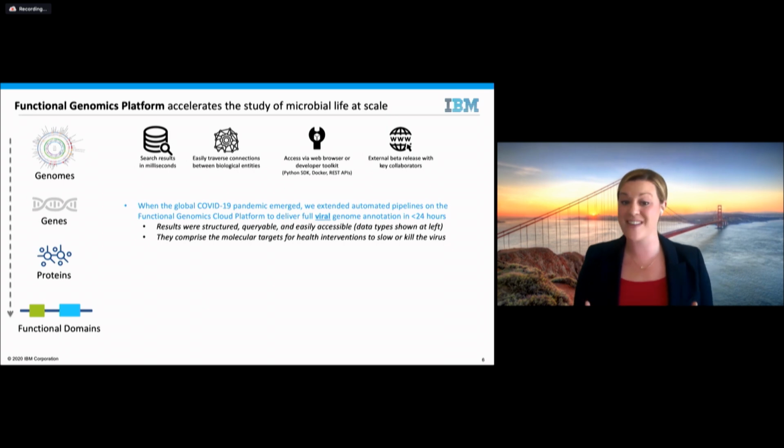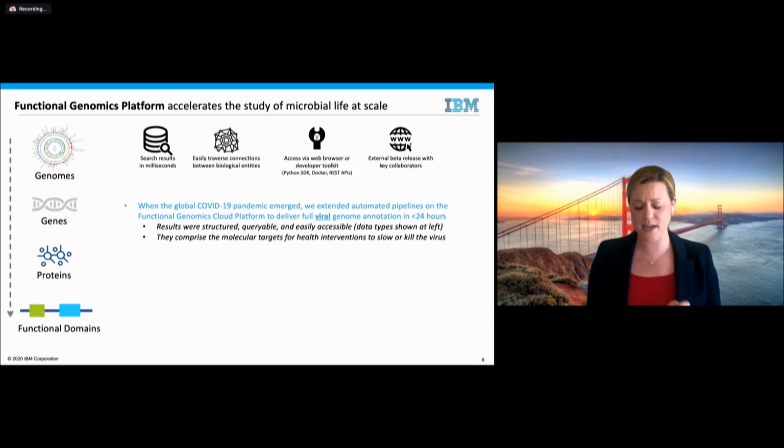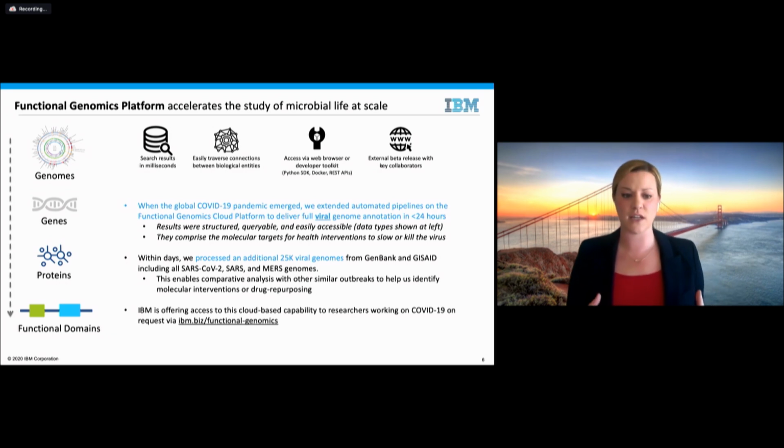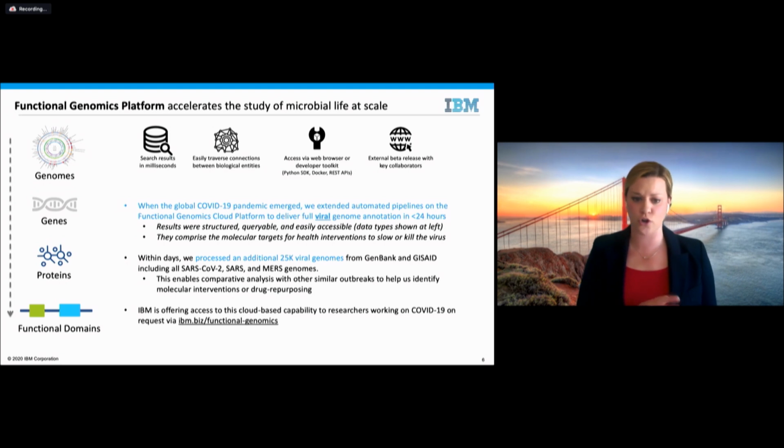And not only did we have the data, but it was easy to get to, queryable, and structured. That in itself, this data is what's going to comprise all these molecular targets for health interventions to be able to slow and kill the virus. Since that point, we realized how tremendous this capability is and expanded this even further. So since that point, we've processed over 25,000 viral genomes from GenBank and GISAID, which are tremendous aggregates of data of this type, including SARS-CoV-2 or COVID-19 genomes, as well as SARS and MERS genomes, which provides a comparative capability to look at other outbreaks.